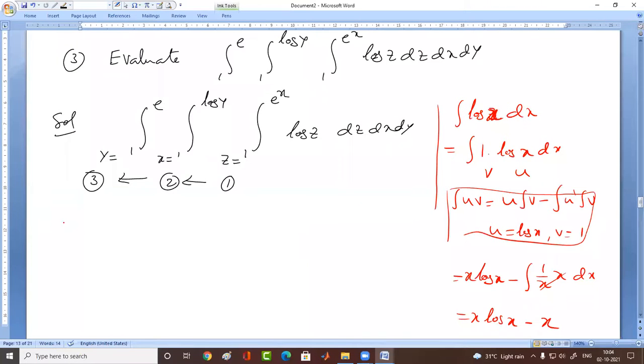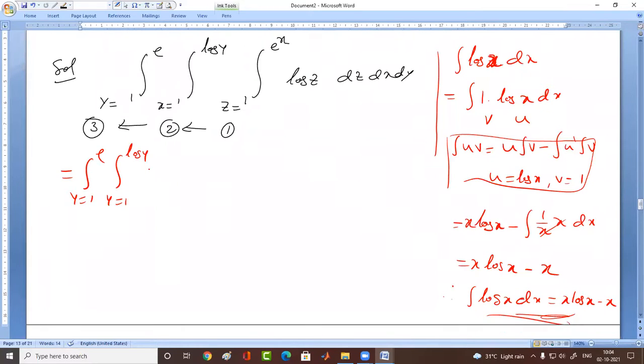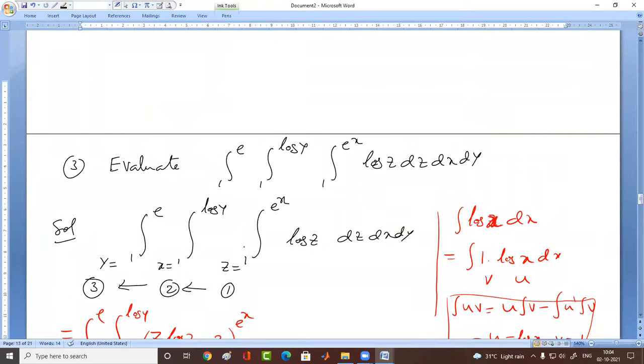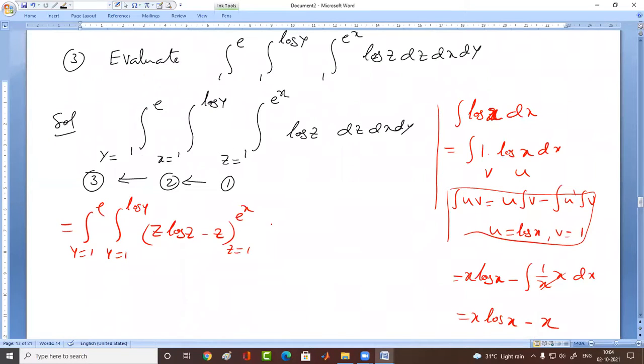Okay, coming to our question. Here y is 1 to e, x is 1 to log y. The integral of log z is z log z minus z, with z limits 1 to e power x, dx dy. So any doubt? Any doubt? No, sir. Okay, then okay.